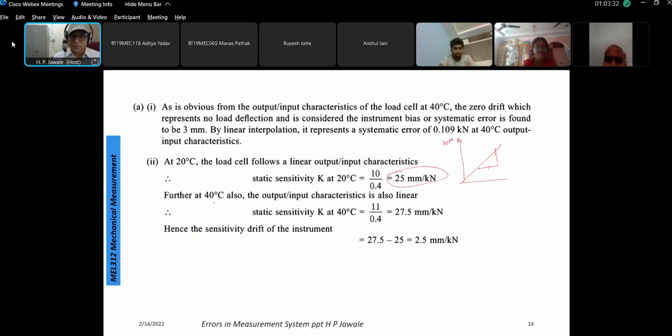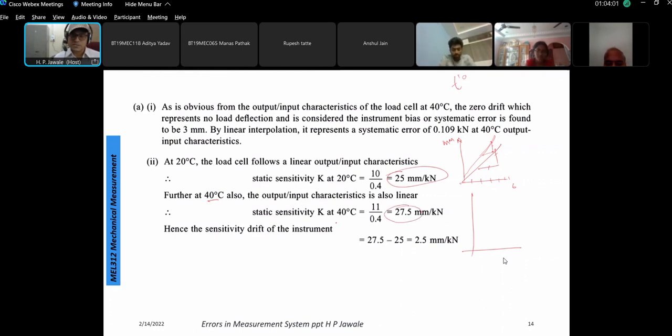So further, when it is taken at elevated temperature T dash, then we are going to plot another characteristic, maybe the overlapped one. Because the input remains the same, there are 6 values of the input, and I am going to find the output for this. Then it is going to show some deviation. So the change in the sensitivity, the slope too, can be found out. So output upon the input, that is found out, say 27.5.